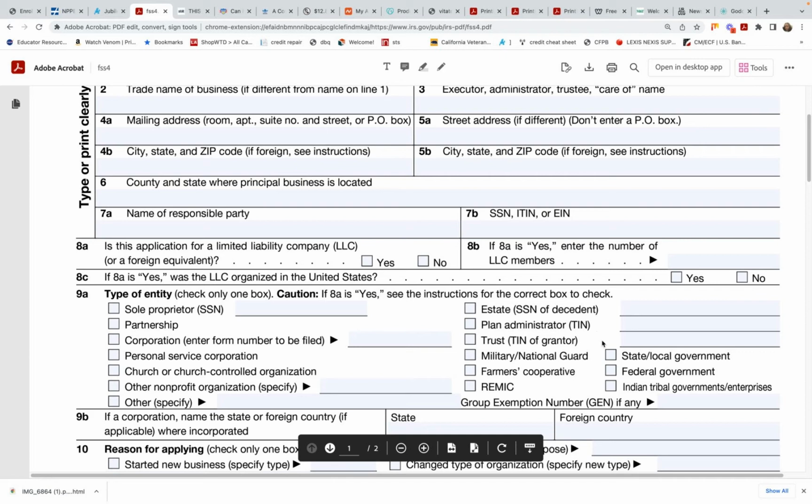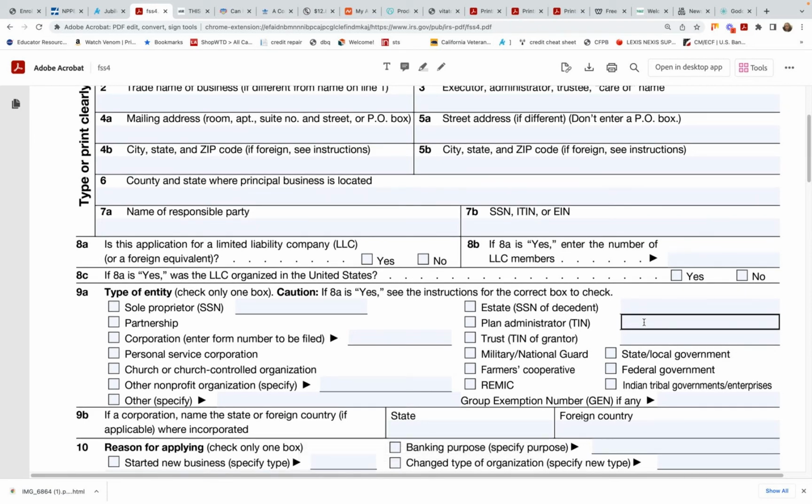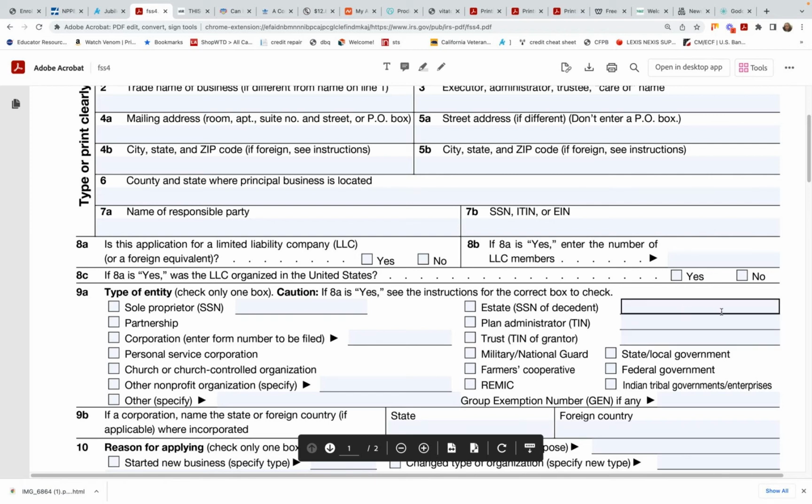Same with the plan administrator. If you are the administrator of, this is like an estate also, you will need the tax identification number. All right. Same with the trust. You'll need the tax identification number. Those, the plan and the trust, they usually have their own EIN. So you will put those here in this box. The estate, it would be someone's social, okay?